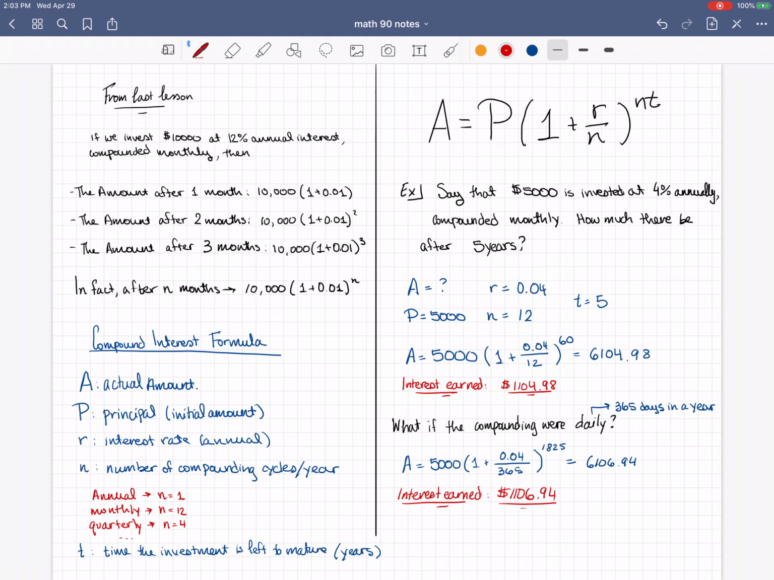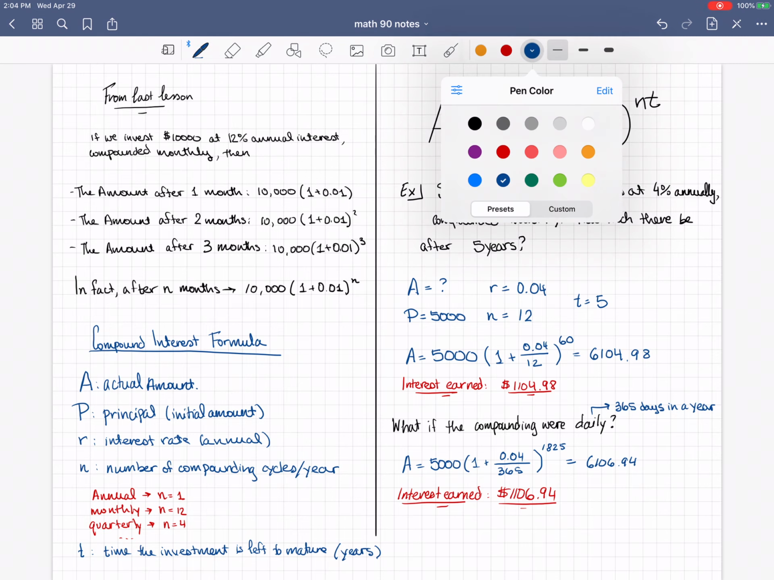Right? So you increased the number of times that you compounded 30-fold, right? Since there are roughly 30 times more days in a year than there are months. But you only increased your interest by $2. So it doesn't seem to be a great payoff.